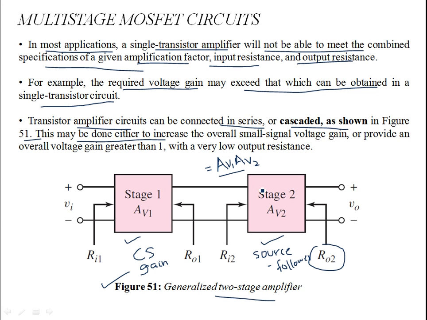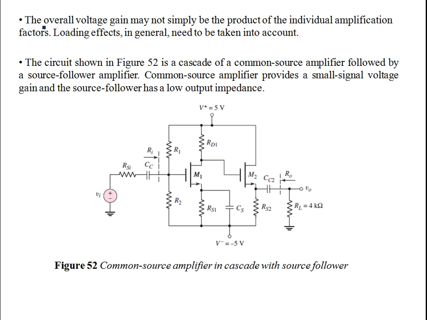But anyways, to keep things simple, you can cascade one or two or more stages to improve the gain, or if the requirements are such that you need a higher input resistance or a lower output resistance. It all depends on the requirements, okay. So transistor amplifier circuits can be cascaded as shown in 51, and this may be done either to increase the overall small signal voltage gain or provide an overall voltage gain that is greater than unity and with a very low output resistance. So now again, this voltage gain may not be simply the product of the individual amplification factors. Loading effects in general need to be taken into account for more practical applications.